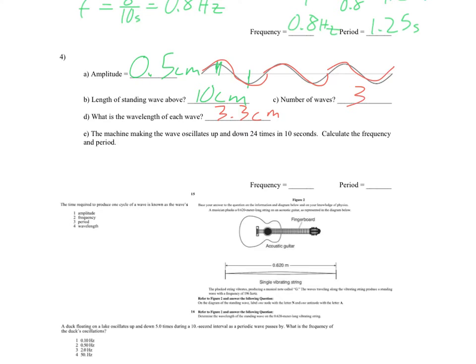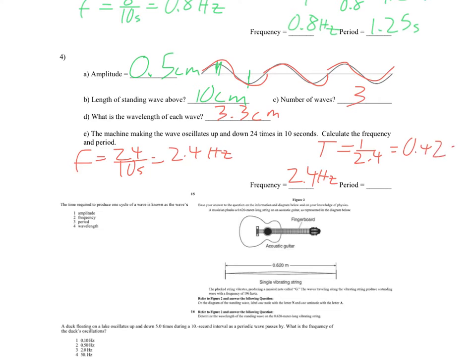If a machine oscillates up and down 24 times in 10 seconds, the frequency is going to be 24 times over 10 seconds, 2.4 hertz. The period is 1 over the frequency, so the period is equal to 1 over 2.4 hertz, which is 0.42 seconds.